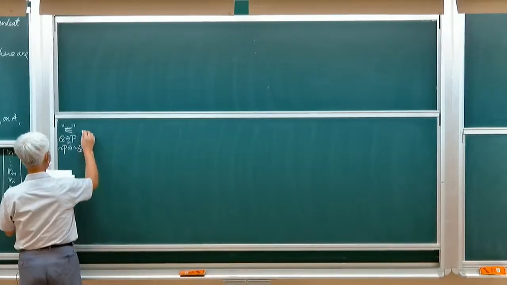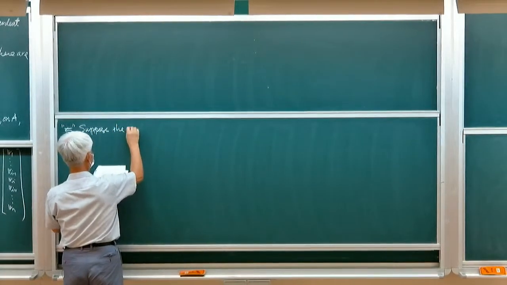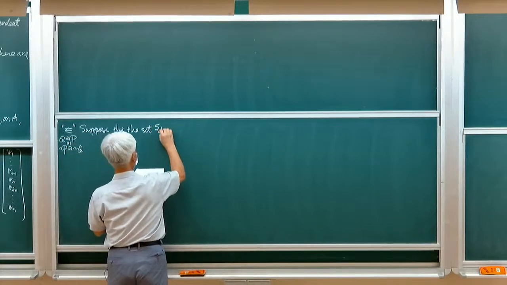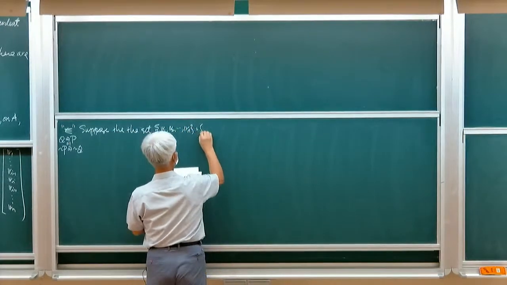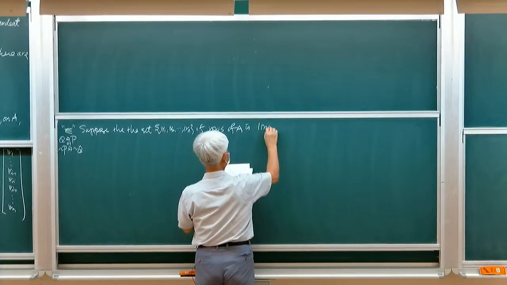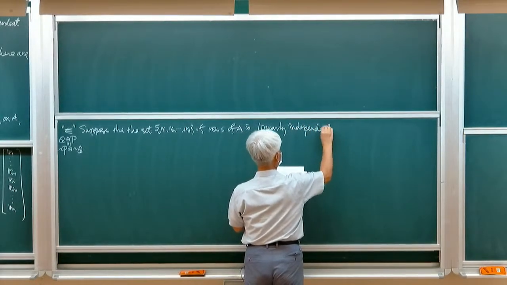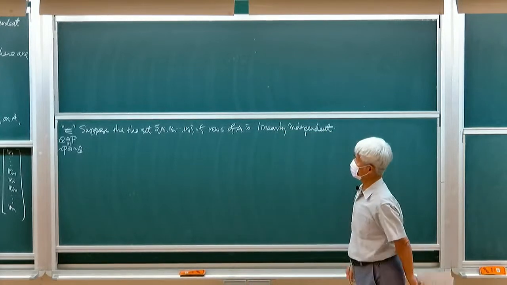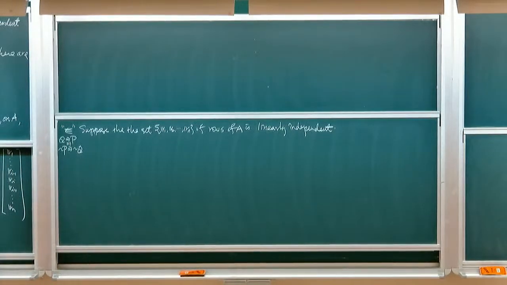So we suppose that the set of rows of A is linearly independent. It's linearly independent, and so we will show that the determinant of A is non-zero. This is what we want to show.